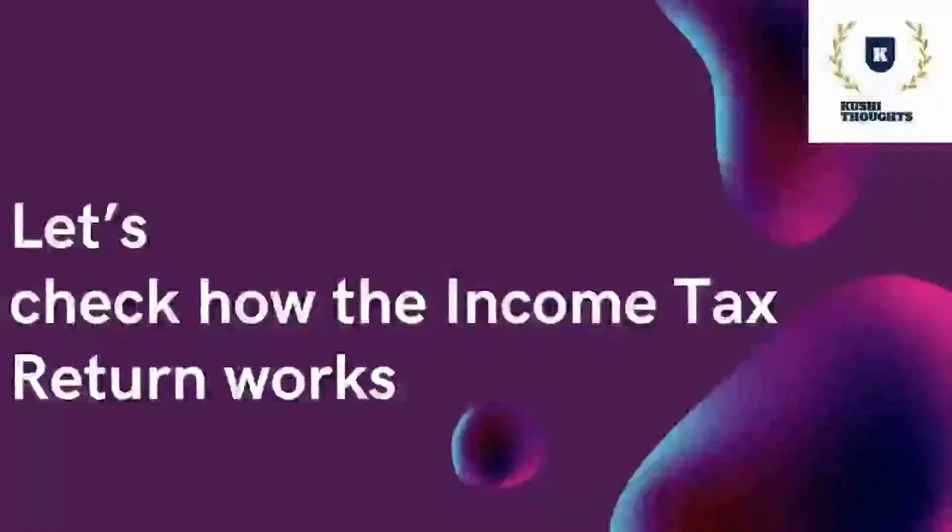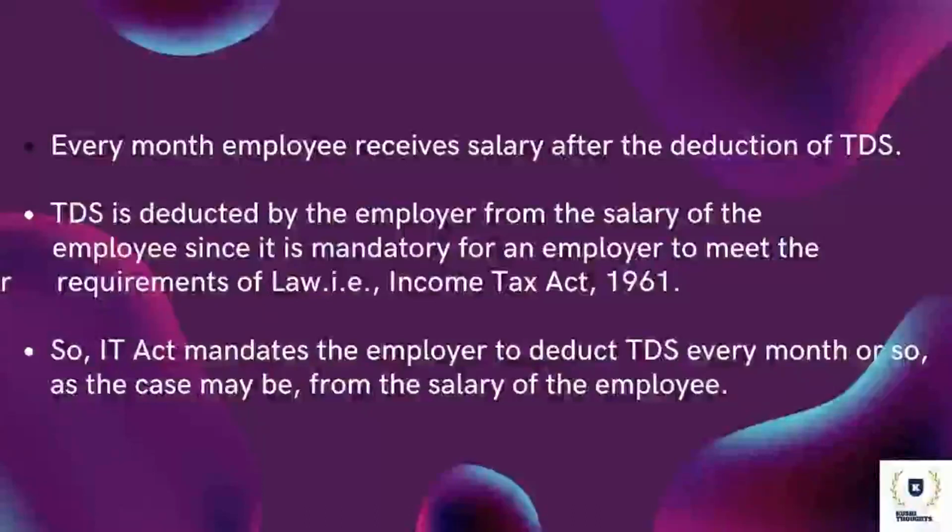Let's check how the TDS (tax deducted at source) on the salary and ITR (income tax return) works. Every month the employee receives salary after the deduction of TDS. TDS is deducted by the employer from the salary of the employee, since it is mandatory for an employer to meet the requirements of law, that is, the Income Tax Act, 1961.